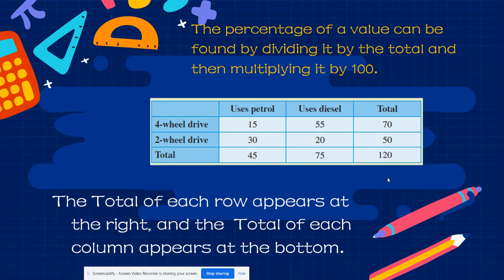The percentage of a value, so this is something you're going to be asked, so make sure you write this down, can be found by dividing it by the total and then multiplying by 100. So if I say to you, how many two-wheel drive uses petrol? Then you zone in, you know that it's 30. So you go 30 divided by the total, 120, multiplied by 100.